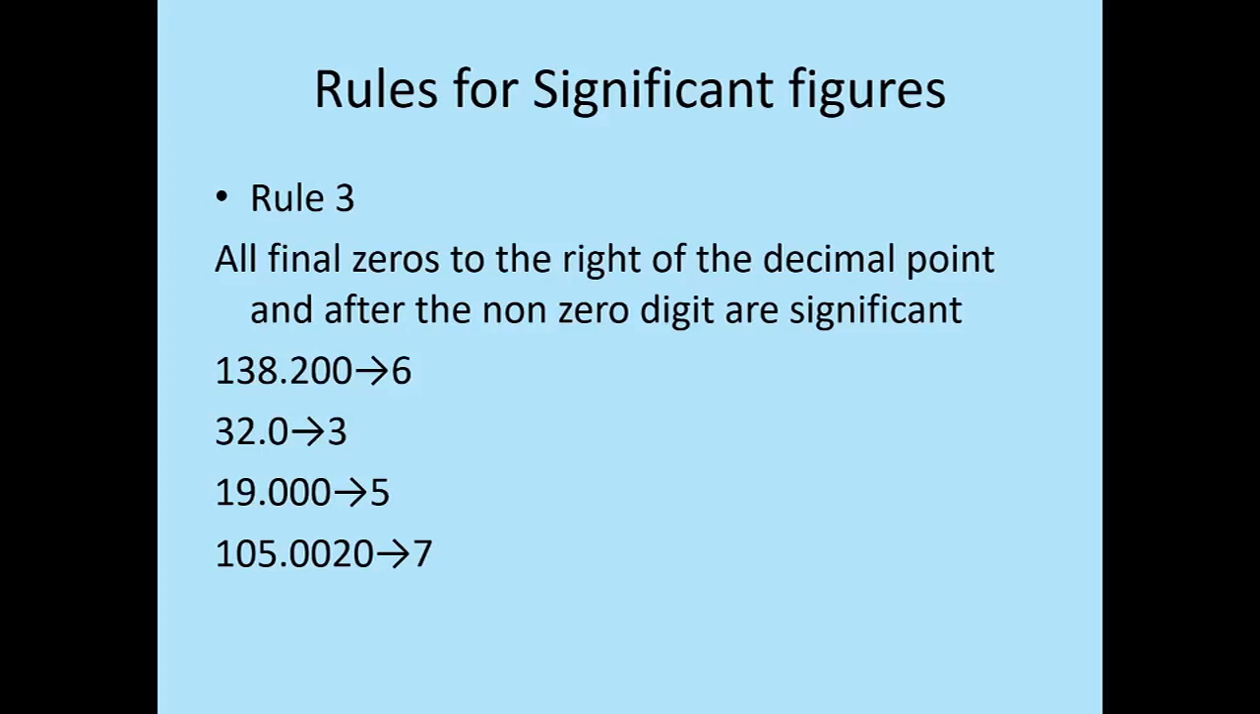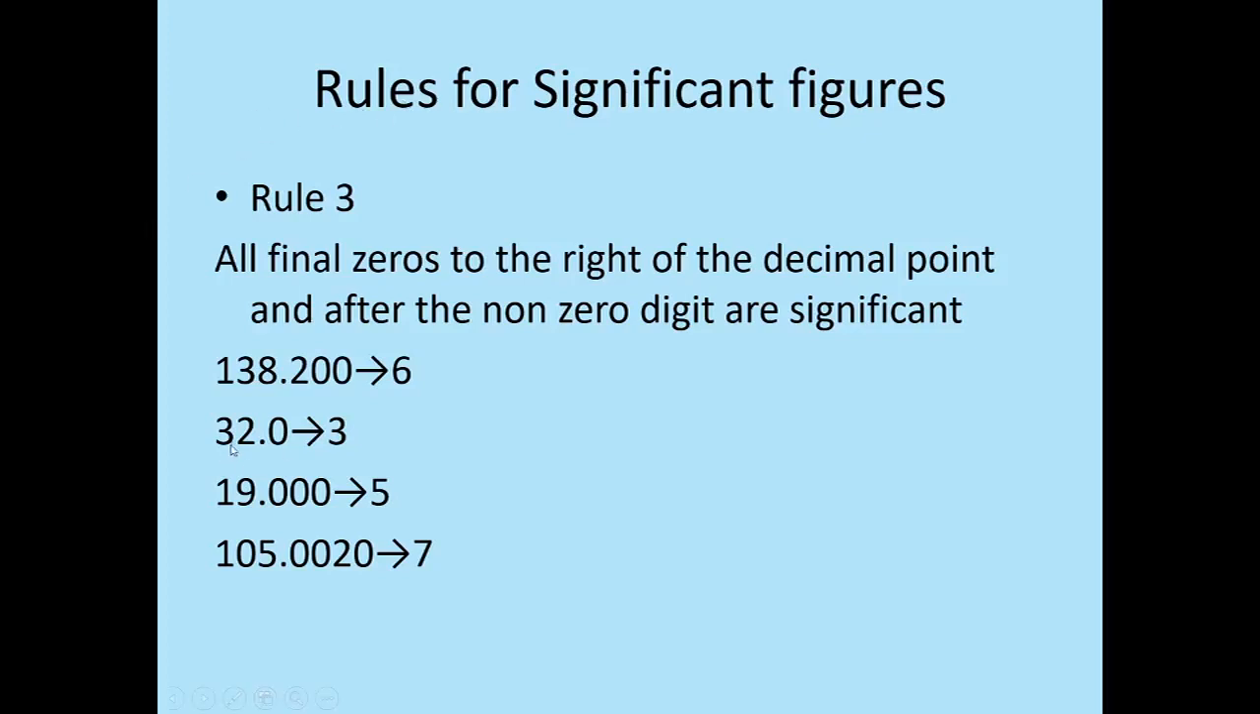Next rule is that all zeros at the end of a number and after the decimal point are significant. It is assumed that these zeros would not be shown unless they were significant. For example, consider this number 138.200. It has 6 significant figures. If the value were known to only 4 significant figures, we would write it as 138.2.